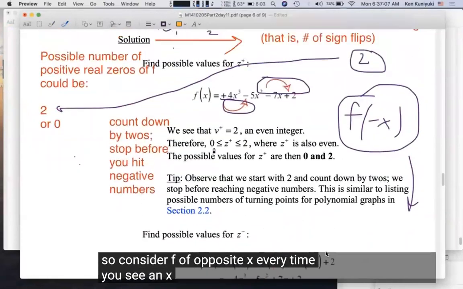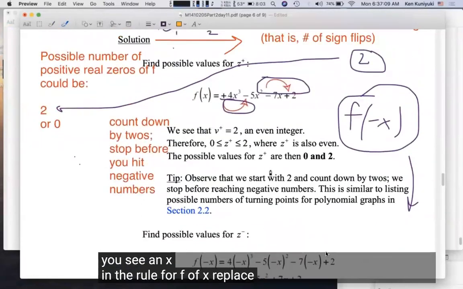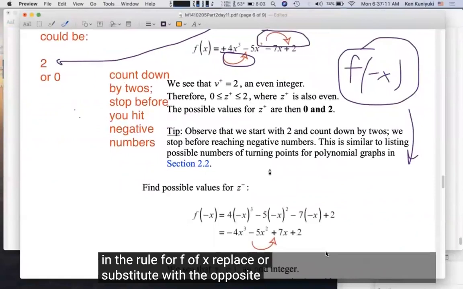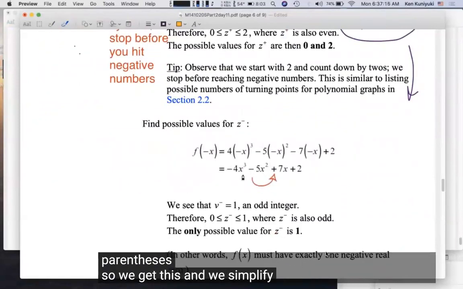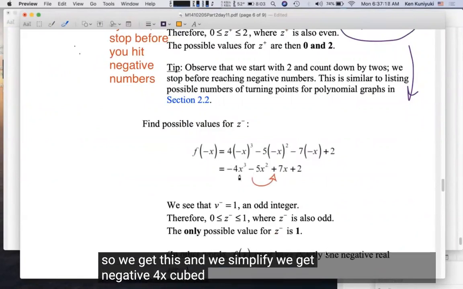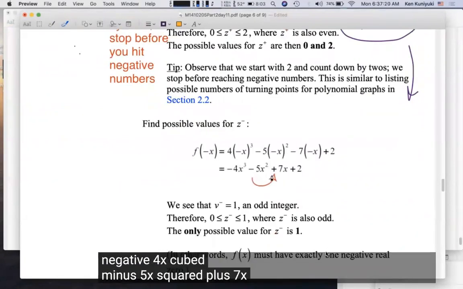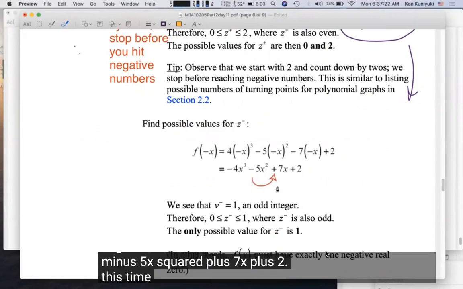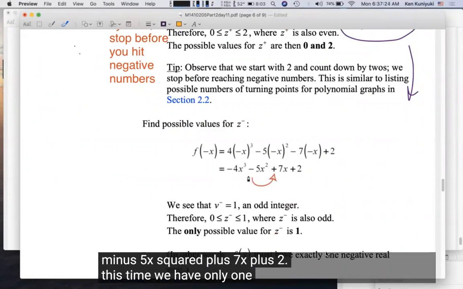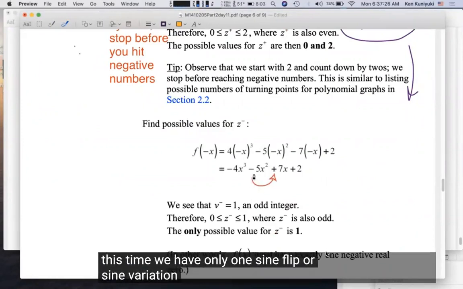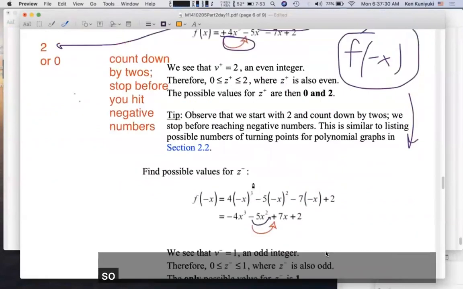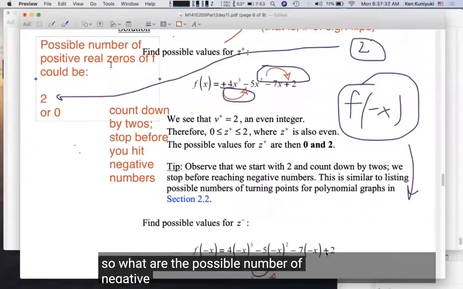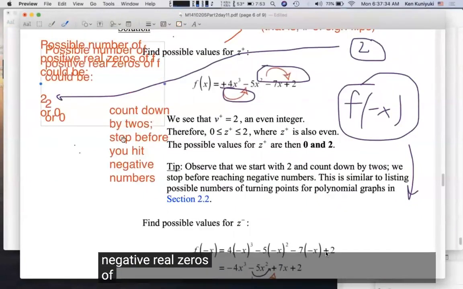Every time you see an x in the rule for f of x, substitute the opposite of x in parentheses. So we get this, and we simplify. We get negative 4x cubed minus 5x squared plus 7x plus 2. This time, we have only 1 sign flip or sign variation from here to here. So what are the possible number of negative real zeros of f?